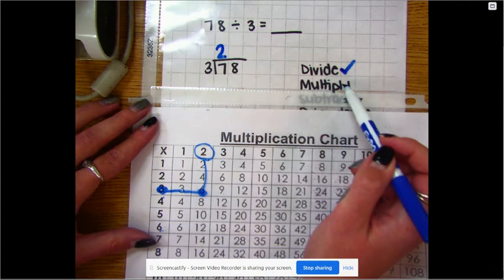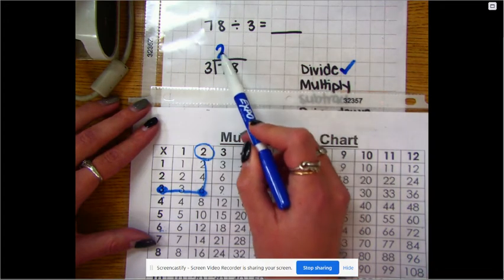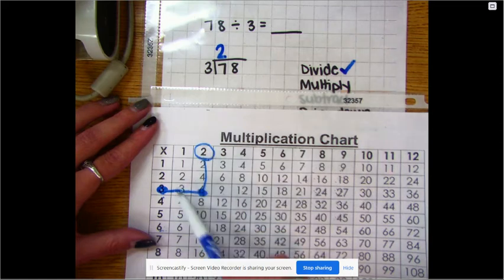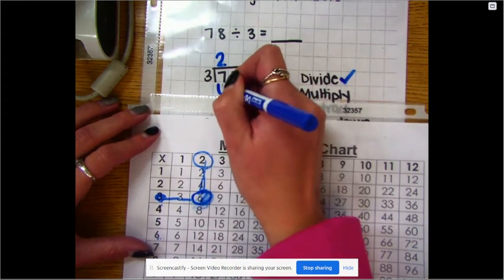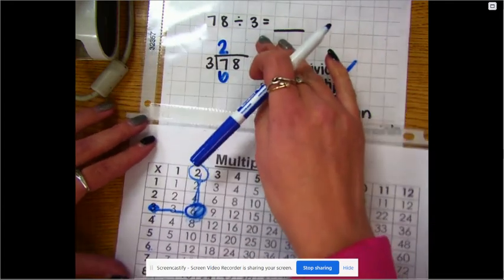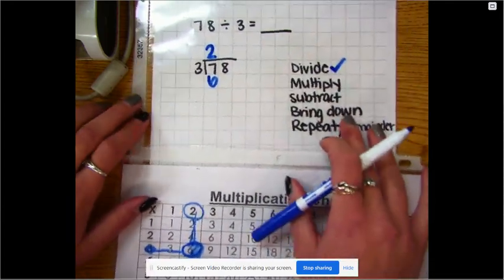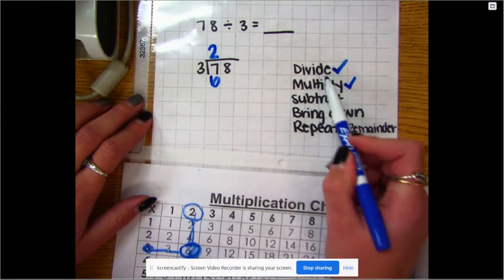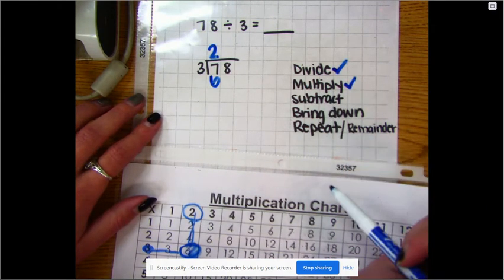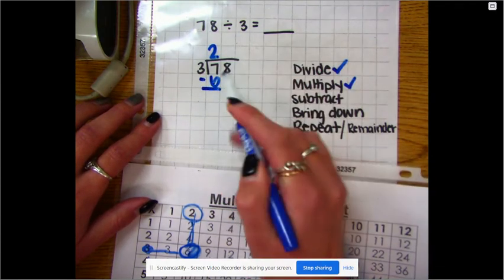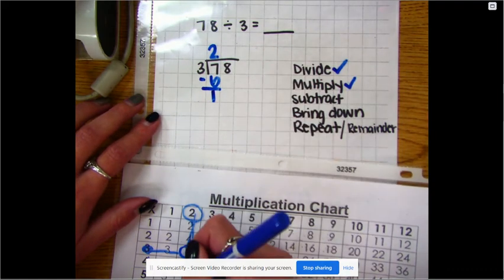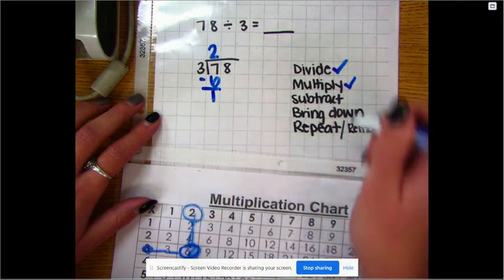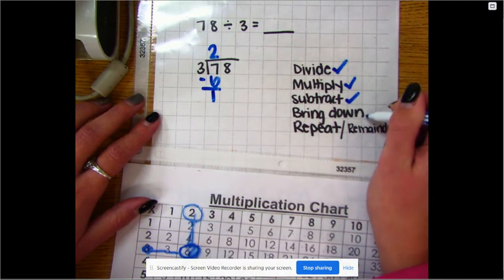My next step is to multiply. Let's take 2 times 3. And that's already done on my chart. I can just go straight down, and I know that my answer is 6. So if I come straight down, there we have 6. Now I'm going to do my next step. I've divided, I've multiplied. Let's subtract. 7 take away 6 is 1. And then I'm going to do my next step, which is to bring down.